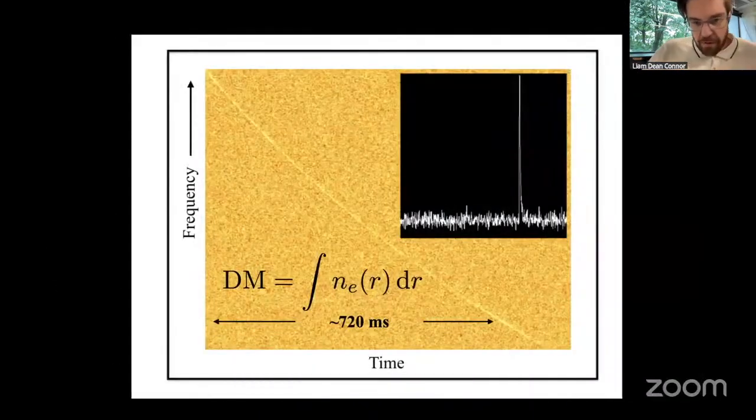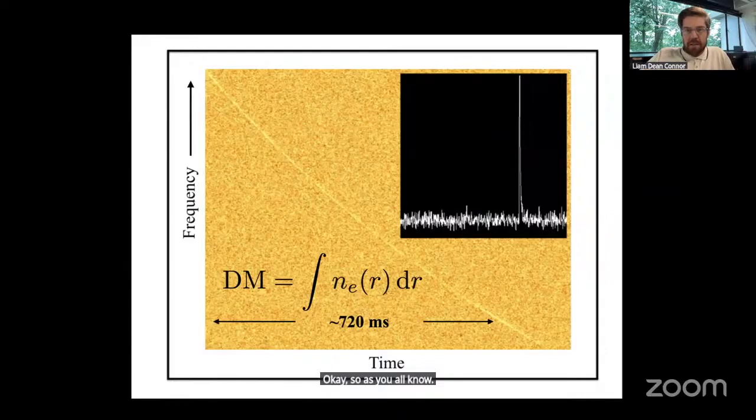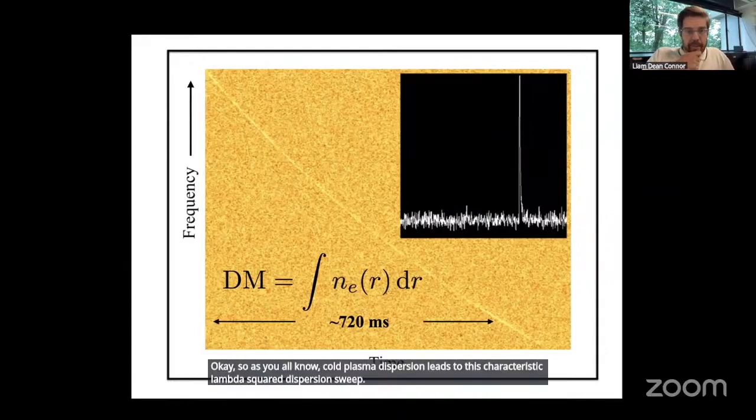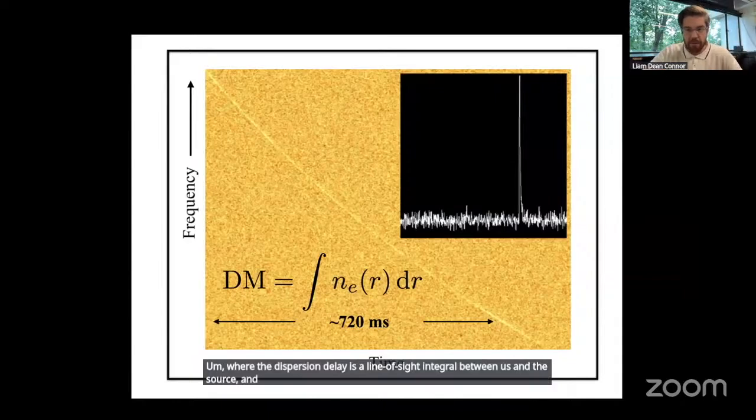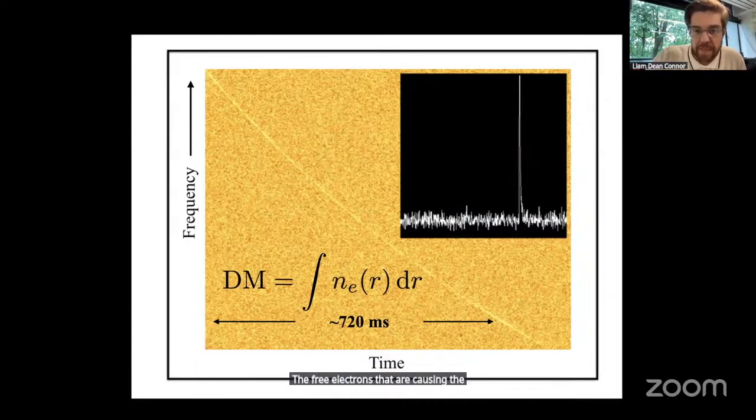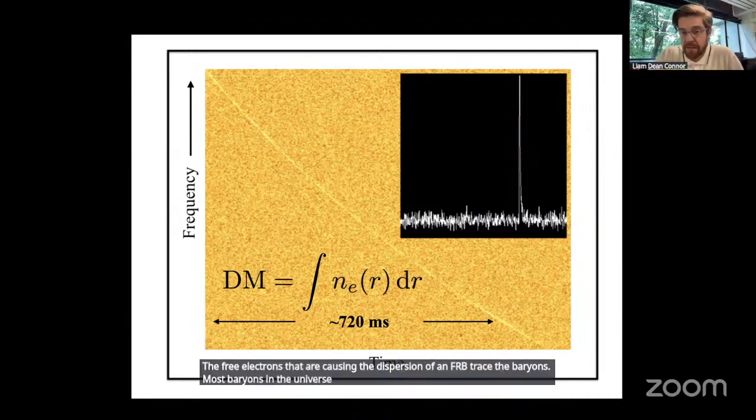Okay, so as you all know, cold plasma dispersion leads to this characteristic lambda squared dispersion sweep, where the dispersion delay is a line of sight integral between us and the source. And just to spell this out really explicitly, the free electrons that are causing the dispersion of an FRB trace the baryons. Most baryons in the universe are ionized. We think most reside in dark matter halos and in between those halos in the intergalactic medium.